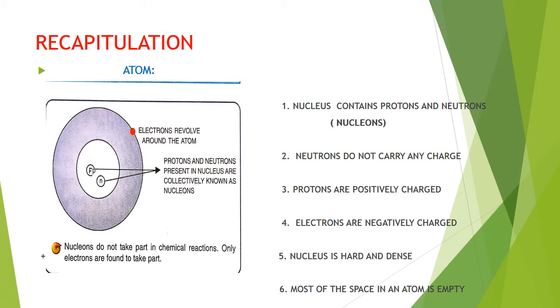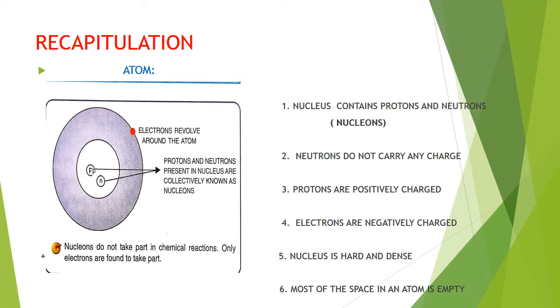Protons and neutrons are found in the nucleus of an atom, and protons and neutrons together in the nucleus of an atom are collectively called nucleons. Since the only positively charged particles present in the nucleus are protons, the net charge on the nucleus will be positive. If the number of protons is equal to the number of electrons in an atom, the net charge on an atom will be 0. Hence, an atom is said to be electrically neutral.